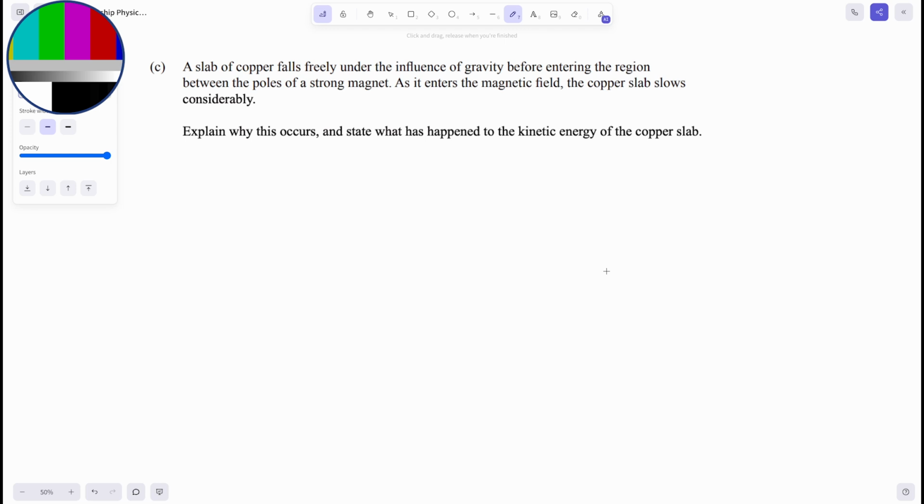A slab of copper falls freely under the influence of gravity before entering the region between the poles of a strong magnet. As it enters the magnetic field, the copper slab slows down. Explain why this occurs and state what happens to the kinetic energy of the copper slab.